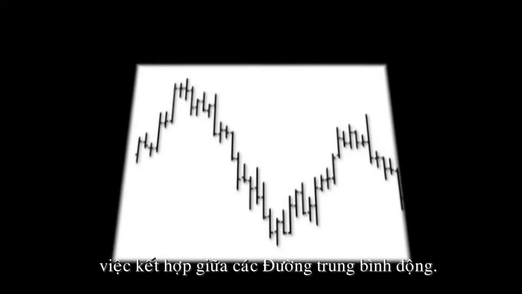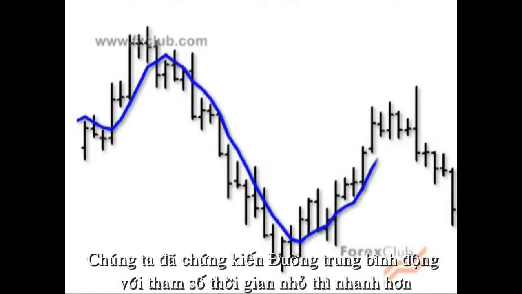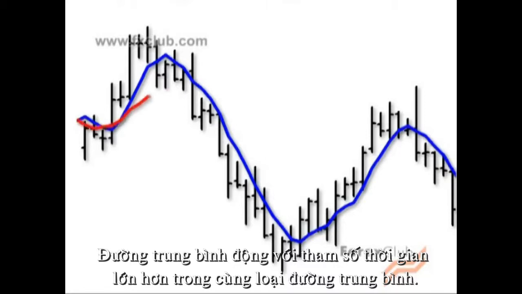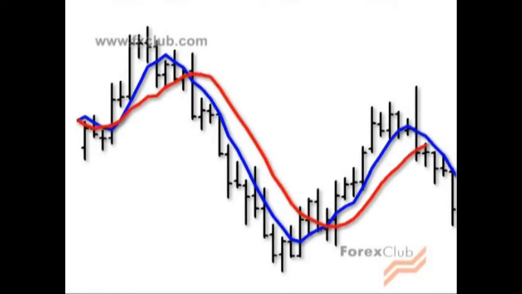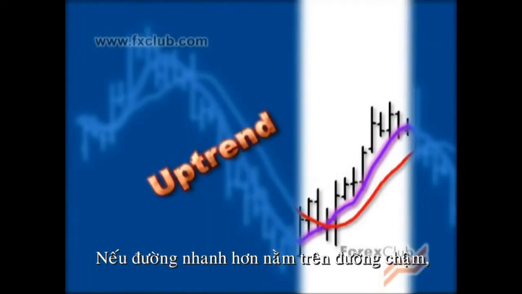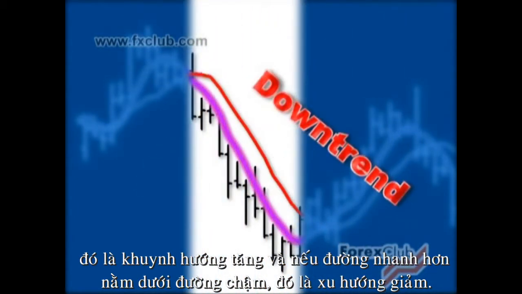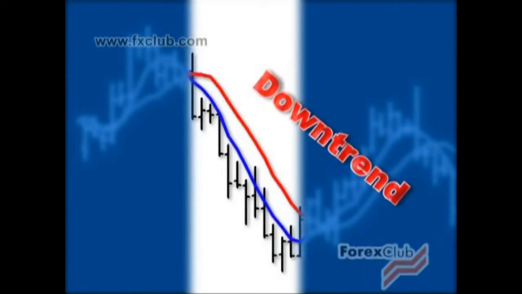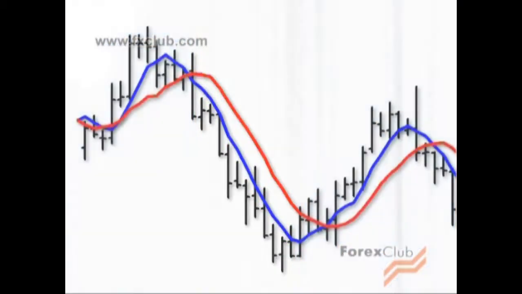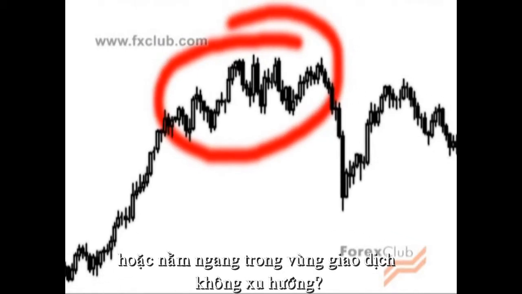Up to now we've examined combinations of moving averages. We've already seen that an MA with a shorter period is faster than an average of the same type with a longer period. We know that how the averages interrelate with each other is a trend indicator. If the faster line is above the slower line, it's an uptrend, and if it's lower, then it's a downtrend. But what should we do if the trend reverses or flattens into a trading range?